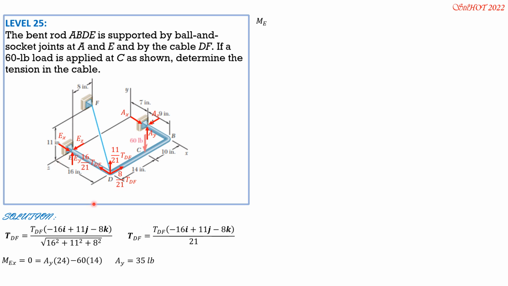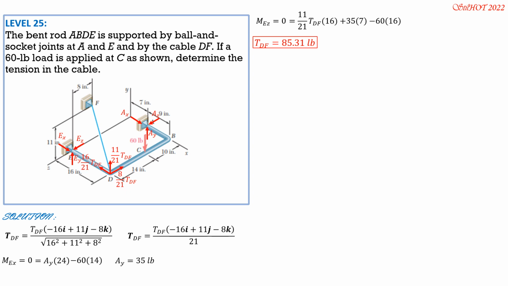Then summation moment about EZ equals 0. So we have 11 over 21 tension DF times 16. Then plus AY, which is 35, times 7. Then minus 60 times 16. So from there we can solve for the tension. Which is shorter in solution than the direct way of summation moment about inclined axis AE.